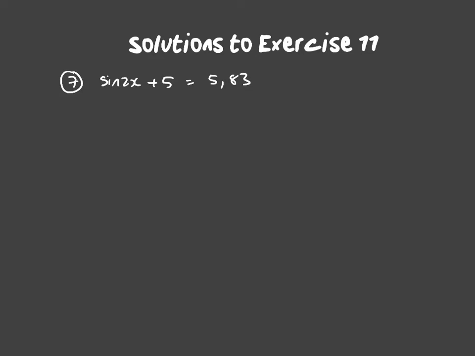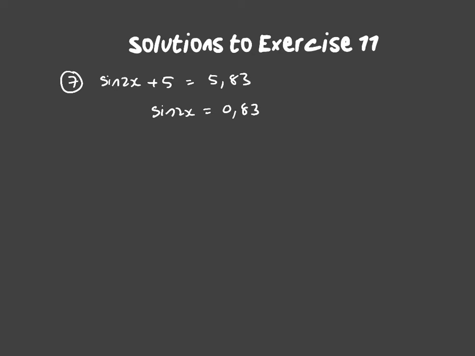So sine(2x plus 5) is equal to 5.83. Do I have it in the right order? Do I have trig function, angle is equal to ratio? No, there's a sneaky bug there, that's the plus 5. So let's get rid of it. So we need to minus 5 on both sides. So 5.83 minus 5 is equal to 0.83. Whew, that looks so much better.